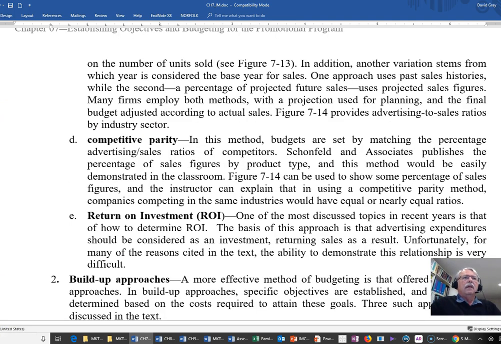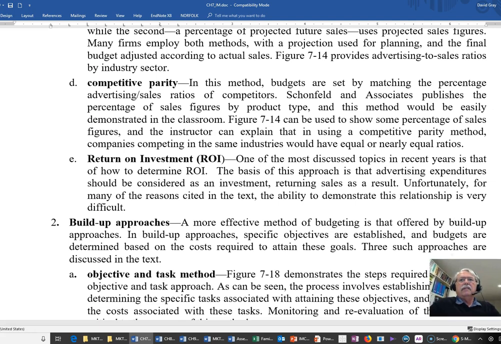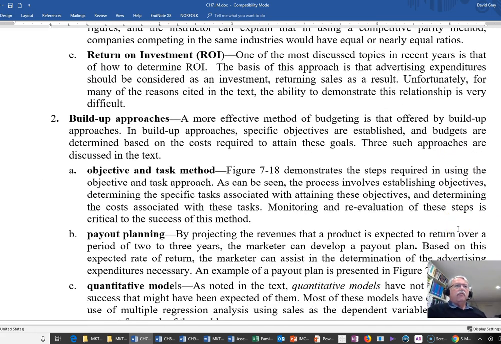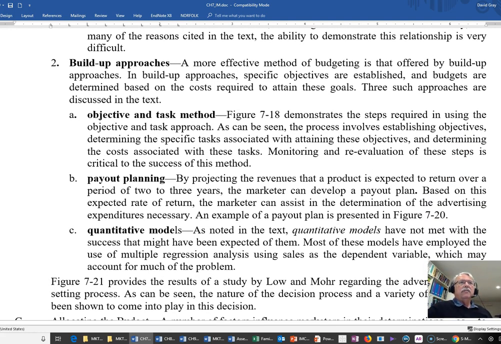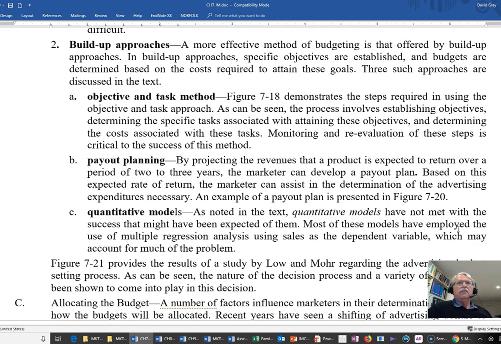Could also be based on competitive parity. In other words, how much are your competitors spending? Could be based on return on investment. So that's a top-down approach. There are also other approaches, such as what we call build-up approaches. Could be based on the objective and task method. And this is more likely to be relevant to the kind of IMC program which you're developing in this course.